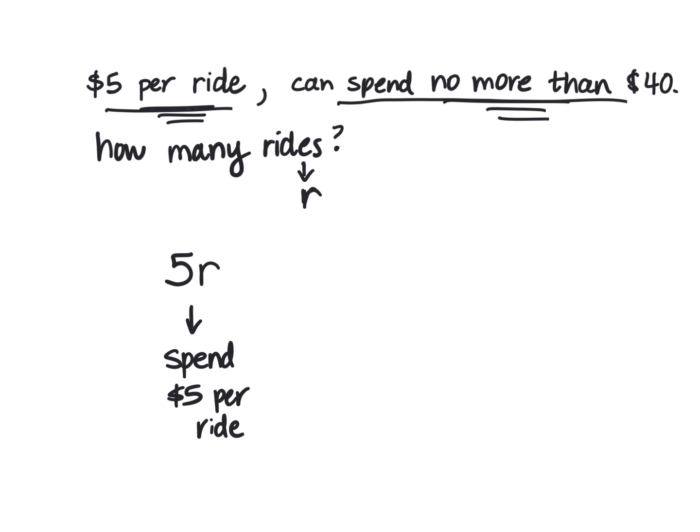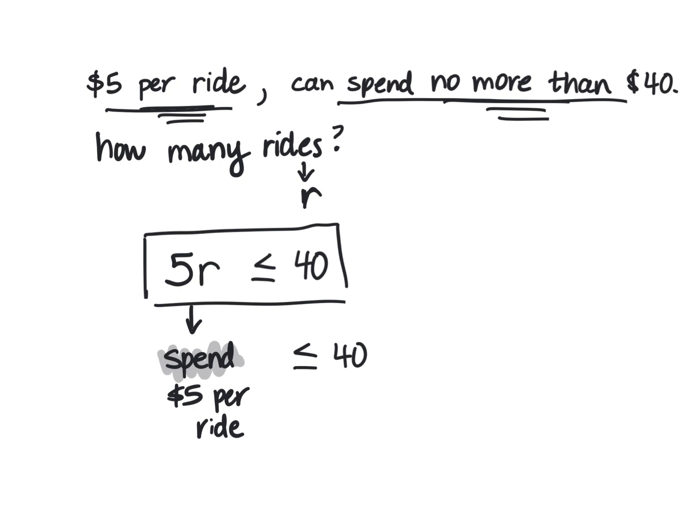Now, there's how much I spend. What I spend has to be less than $40. Could be equal to 40, so it could be less than or equal to 40. So I'm going to write 5R, that's how much I spend, is less than or equal to 40. I just wrote an inequality.